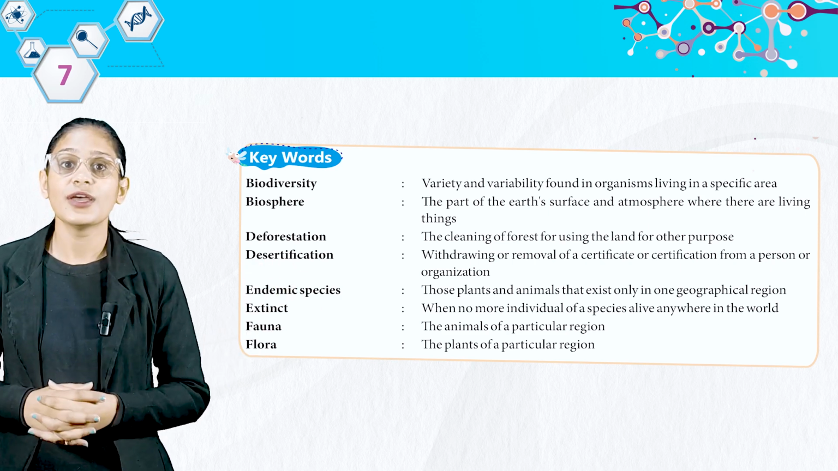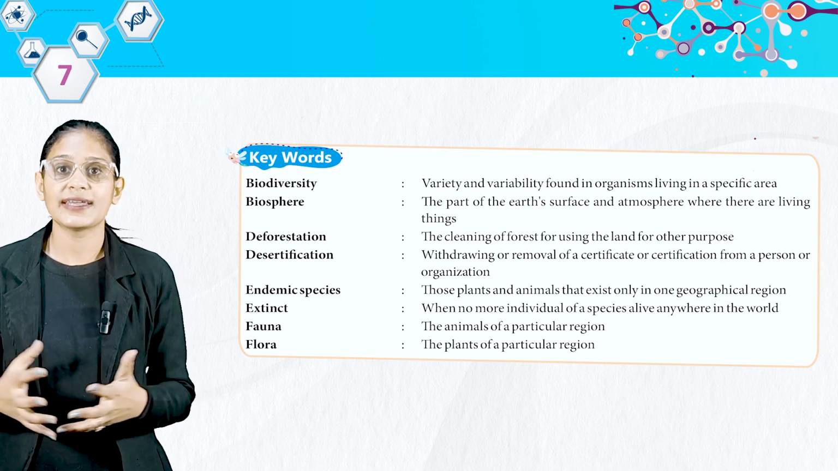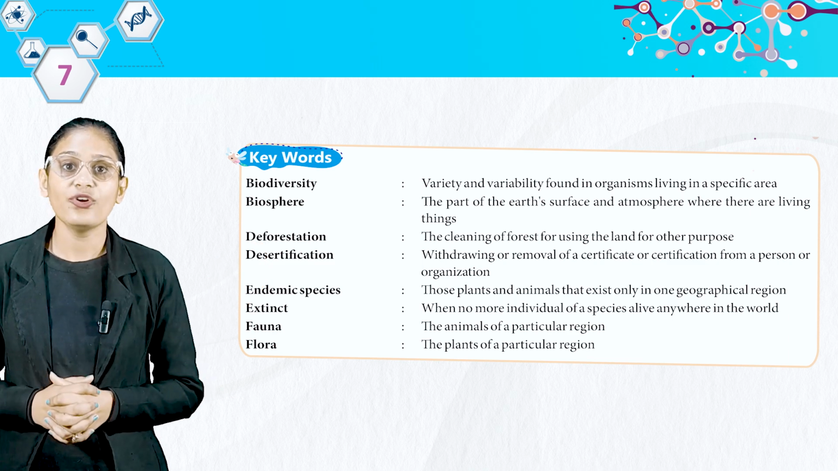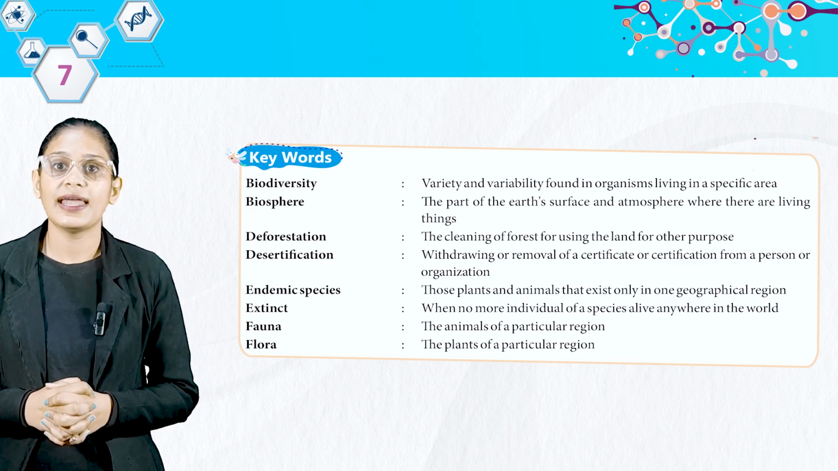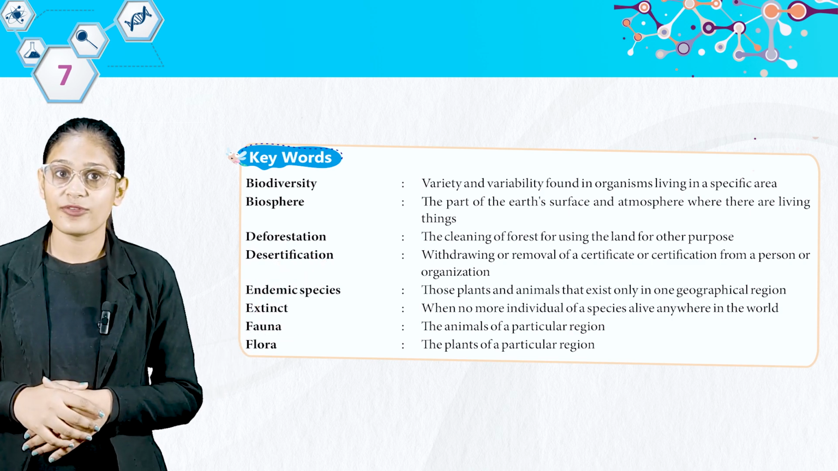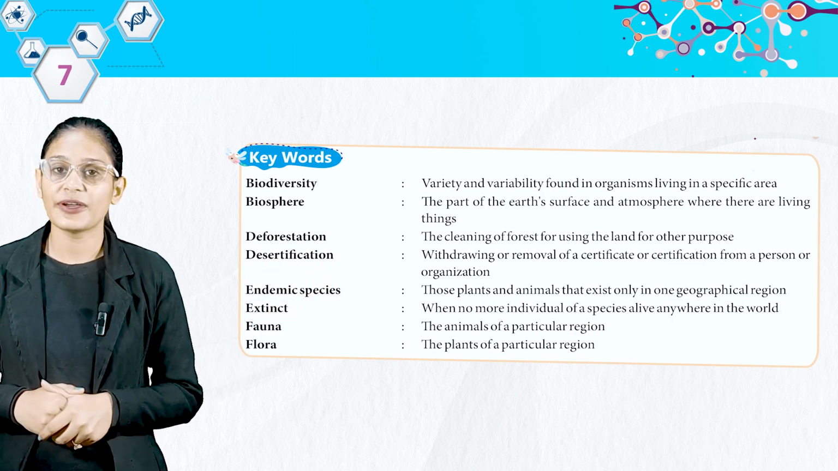Endemic species: those plants and animals that exist only in one geographical region. Extinct: when no more individuals of a species are alive anywhere in the world. Fauna: the animals of a particular region. Flora: the plants of a particular region.